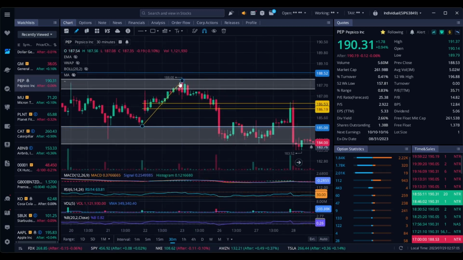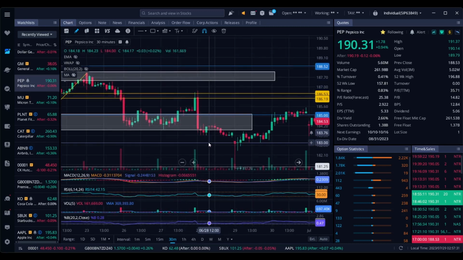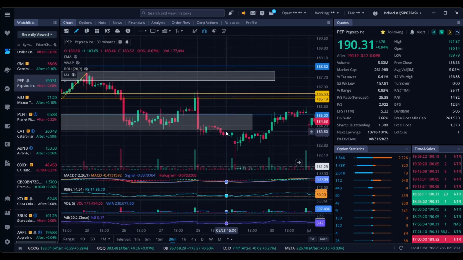So then boom, it did this. Got all the way up. Almost broke through. So what I mean when I say breakthrough, you want to see the whole body, not just the wick come out, but you want to see the body close outside of this area. You see how the body came outside of this support? That's what I mean when I say breakthrough.